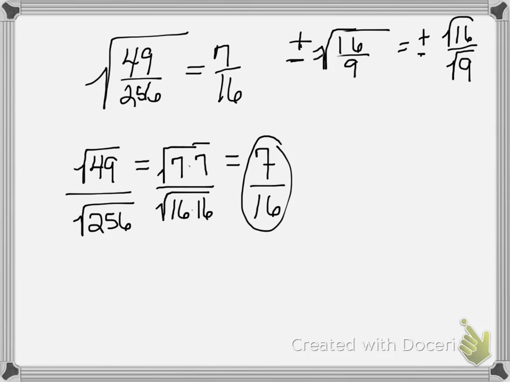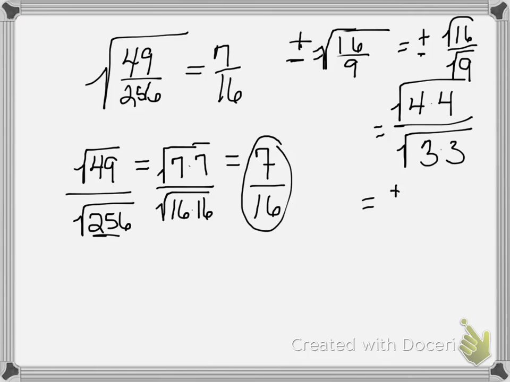Now this one you might know a little better than the 256. What number times itself is equal to 16? 4 times 4 is equal to 16. So I've got the square root of 4 times 4 over the square root of what number times itself gives me 9? Well, we know that's 3 times 3. So when I simplify this, I don't want to forget my plus or minus. We're done with the square root. We're taking it outside the square root, so we have plus or minus 4 over 3.